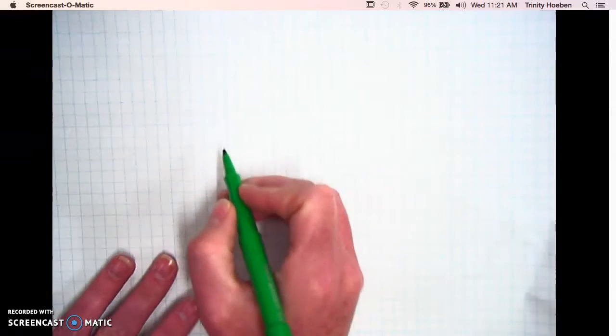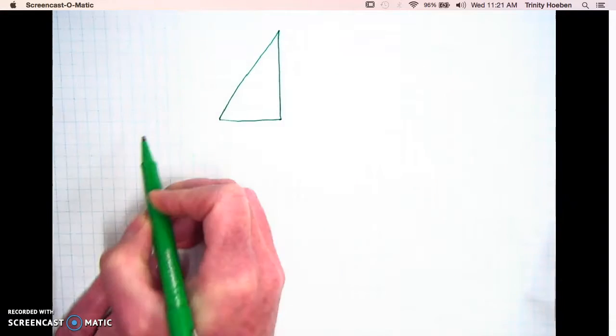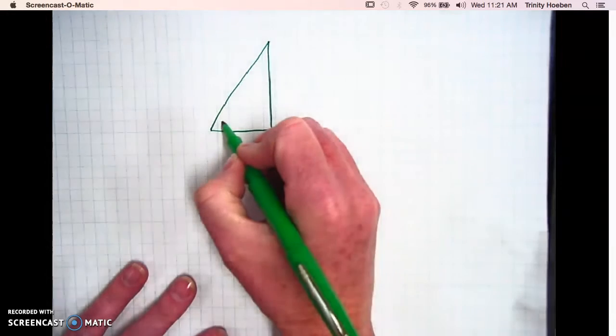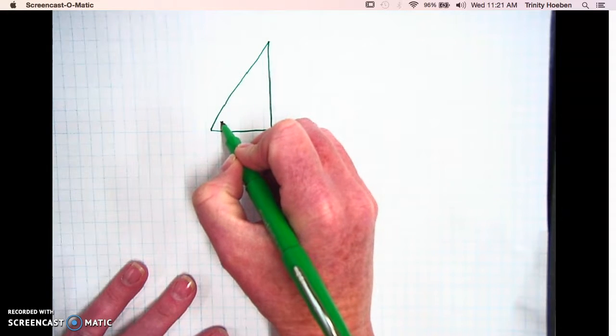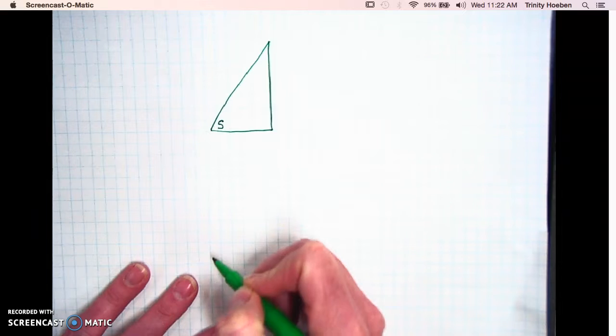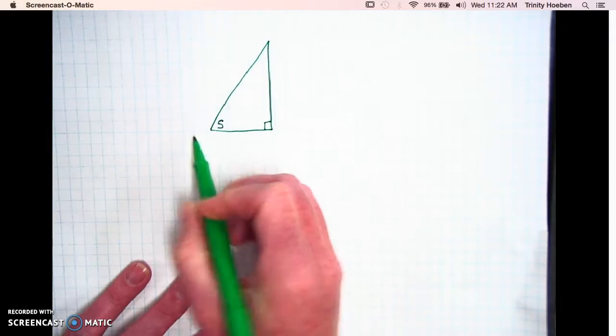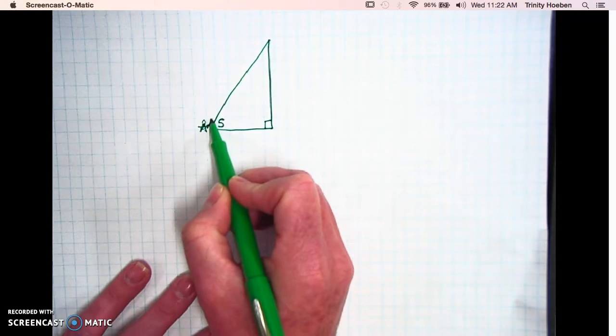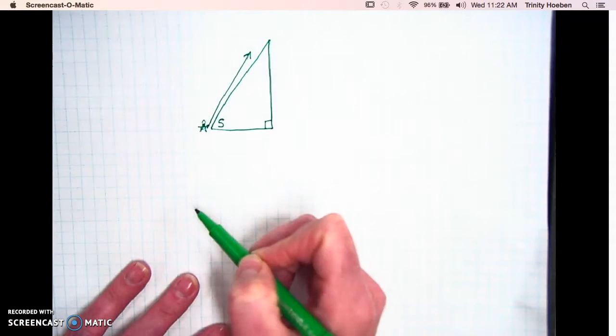So we're going to start by drawing a triangle that represents that angle of elevation. So we want this angle right here. We'll call it S, okay? And I'm over here. I've got to run up this hill pretty quick, okay?